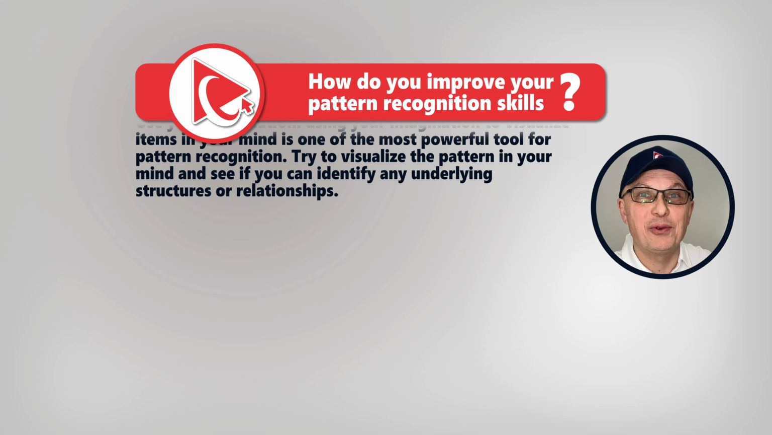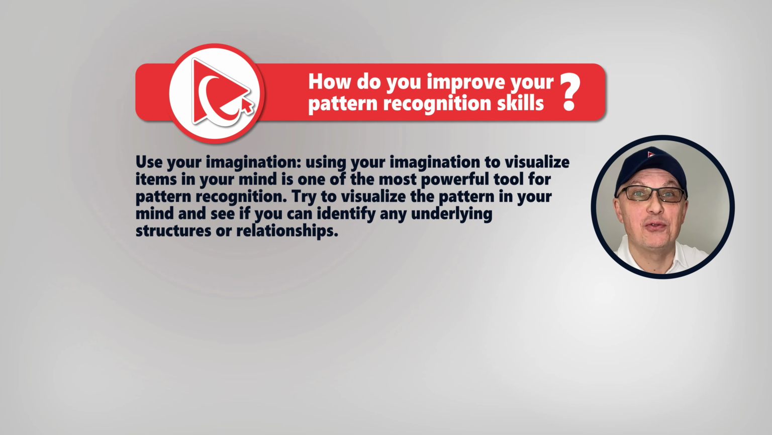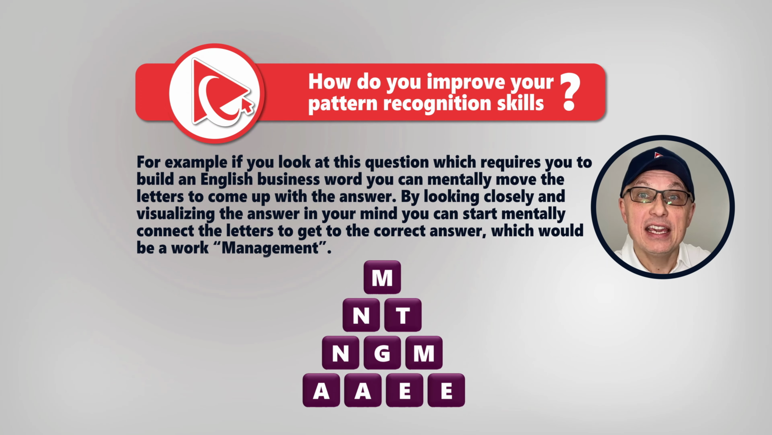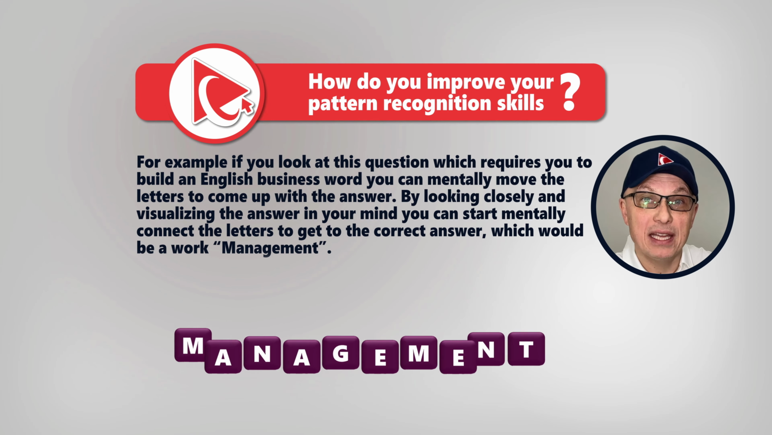One of the very frequent questions we get on this channel is how to improve your pattern recognition skills. One of the key ways is to use your imagination. You can use imagination to visualize items in your mind, and this is one of the most powerful techniques. Let's take a close look at the example. Here, you're required to build an English business word, and you need to use all the letters only once. If you look closely and try to visualize and build the answer in your mind, you can mentally connect the letters and get to the correct answer, which is the word management.